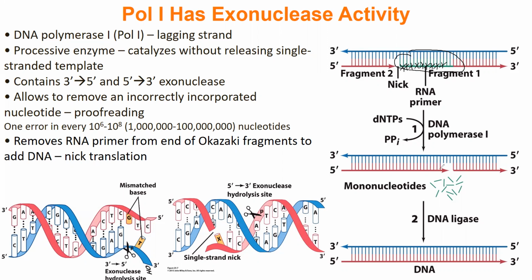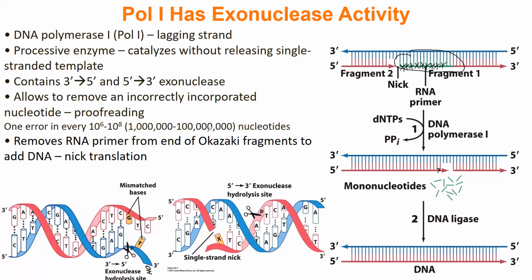So let's say it put in the wrong base, it would need to go back and chop off that base. So that would be a 5' to 3' exonuclease activity. So two different exonucleases in the same enzyme, one for removing RNA fragments, the other for removing an incorrectly placed nucleotide. And with this exonuclease activity, DNA poly 1 is really good at its job, which you would hope, in that it only makes an error in 1 every million to 100 million bases.